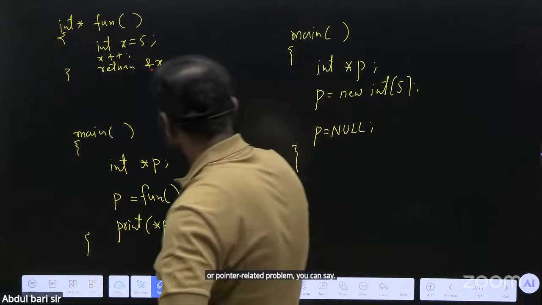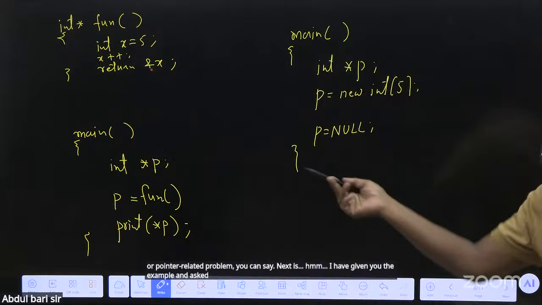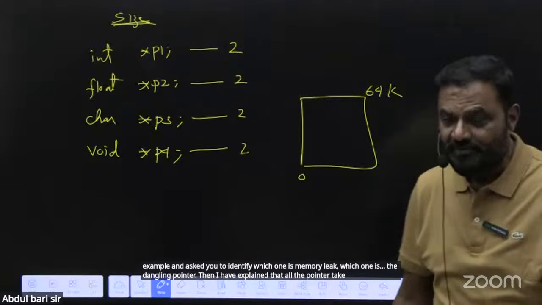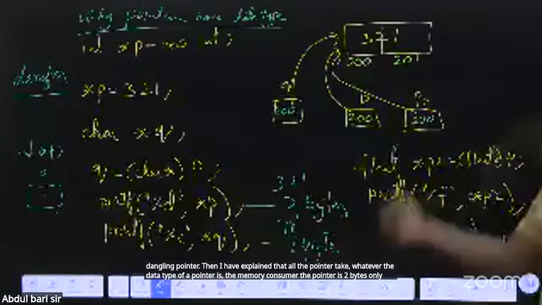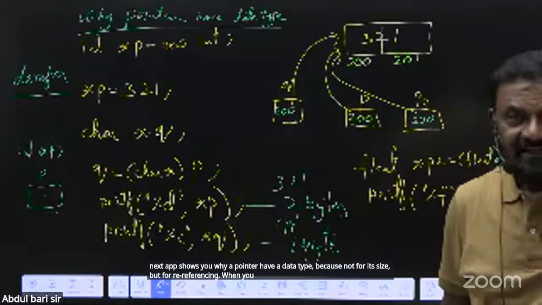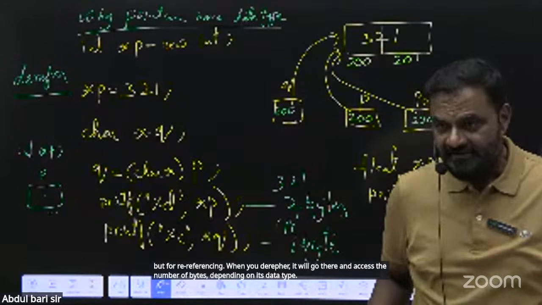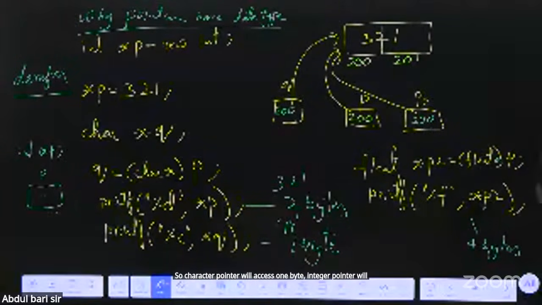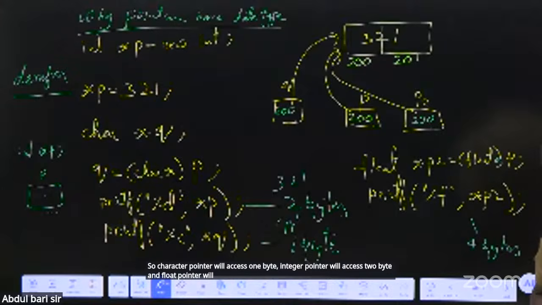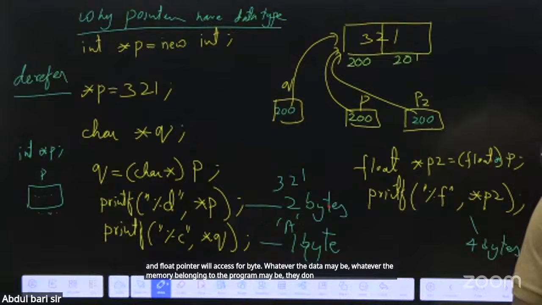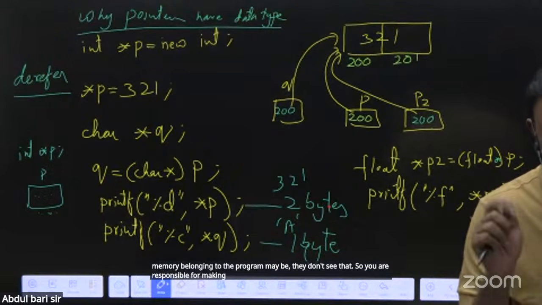Next, I have given you the example and asked you to identify which one is memory leak, which one is dangling pointer. Then I have explained that whatever the data type of a pointer is, the memory consumed by the pointer is 2 bytes only. The next thing I have shown you is why a pointer has a data type, not for its size, but for dereferencing. When you dereference, it will go there and access the number of bytes depending on its data type. So character pointer will access 1 byte, integer pointer will access 2 bytes, and float pointer will access 4 bytes. Whatever the data may be, whatever the memory belonging to the program may be, they don't see that. So you are responsible for making them point and access them.